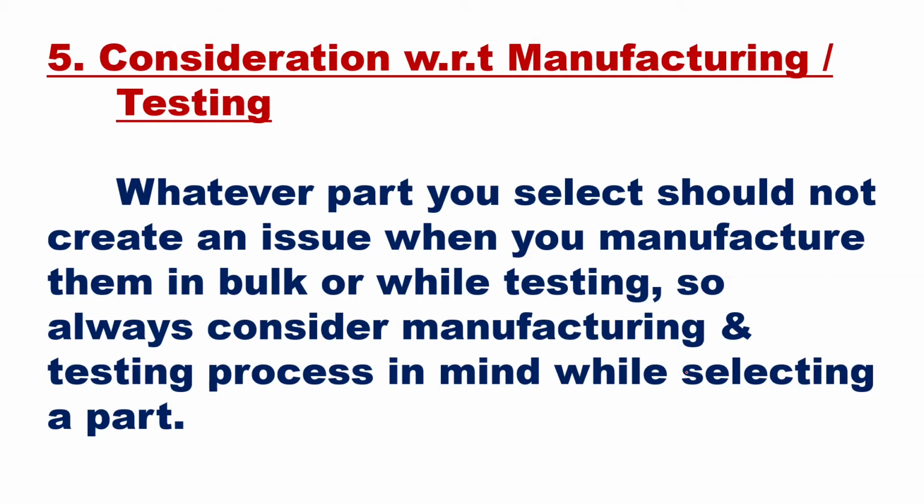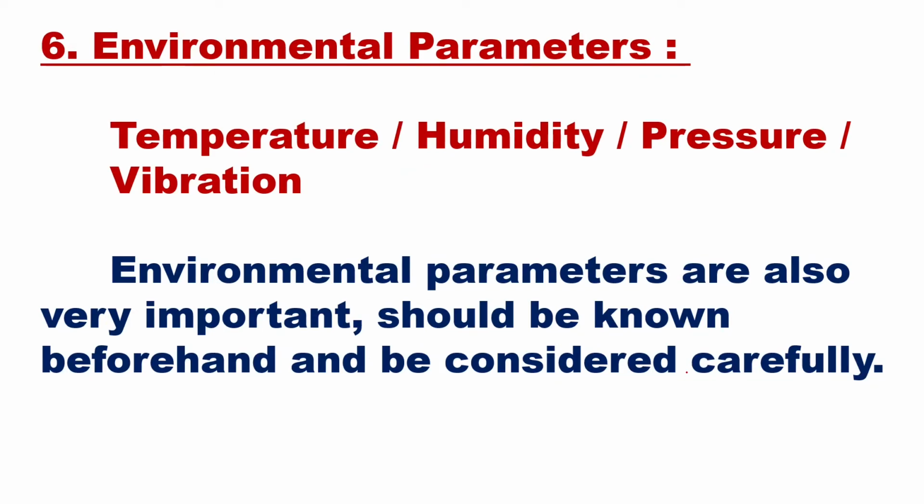So whenever you are selecting a component or device or a system, always keep in mind the manufacturing and its testing process. Sixth is environmental parameters like temperature, humidity, pressure, and variation. Environmental parameters are also very important, should be known beforehand and be considered carefully. It depends in which environment you're going to use the particular component or device or system, and based on that, how that environmental parameter is tolerated by your component, and what arrangements have been made for that. So that is also important.